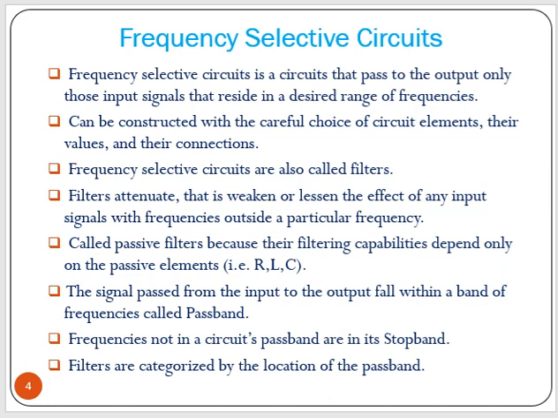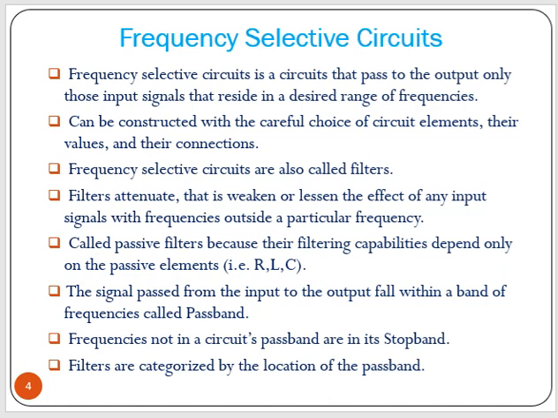Frequency selective circuits are also called passive filters because their filtering capability depends on the passive elements R, L, C. So we can have passive filters and active filters also. In active filters we will have some active devices like transistors, op amps, which will be connected with R, L, C obviously to get an active filter.